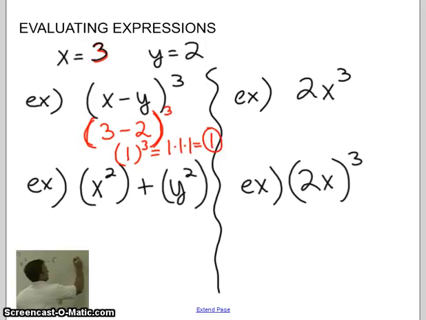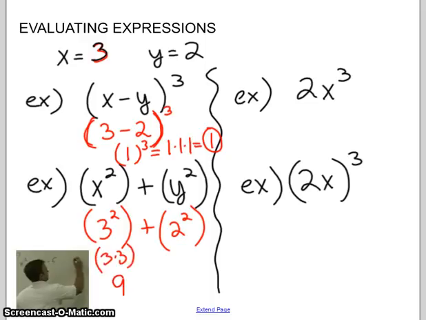The next one, we're going to substitute again 3 for x and 2 for y, not changing anything else except for the x and the y. 3 squared, which means 3 times 3, we have to do first. That's 9. Plus 2 squared, which means 2 times 2, which is 4. Now we're left with 9 plus 4, which is 13.